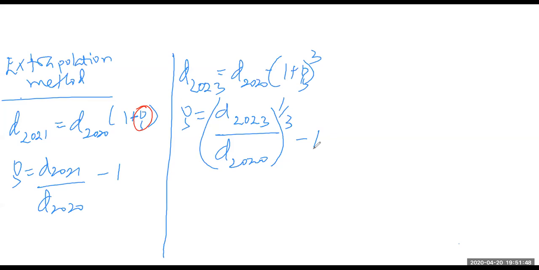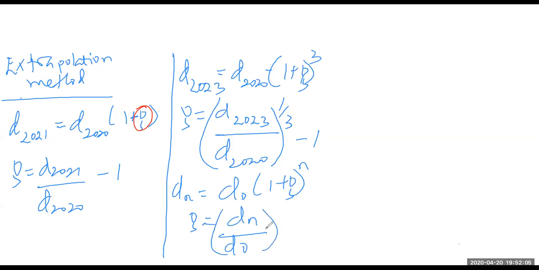Now, what if there have been n years? Therefore, D in the nth year is D naught times (1 plus G) to the power of n. So in this case, G will be equal to D on the nth year over D naught, to the power of the nth root, minus 1. That simply is how we get the annual growth rate by extrapolation.